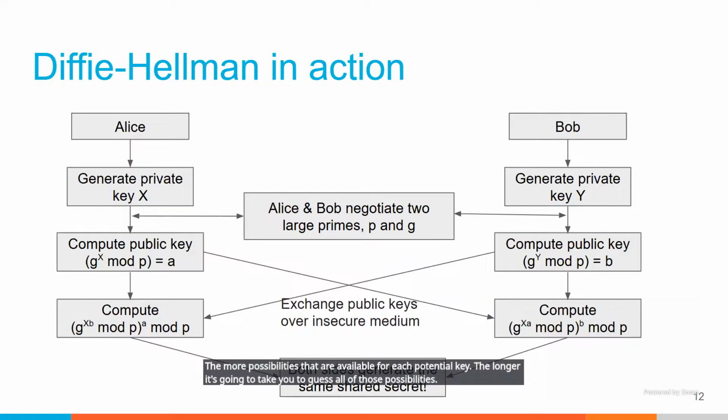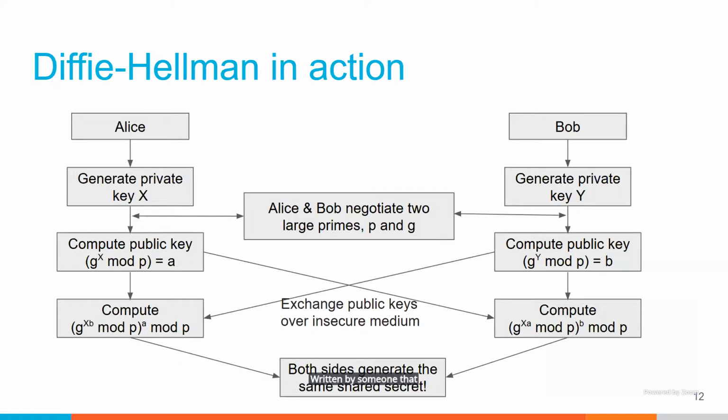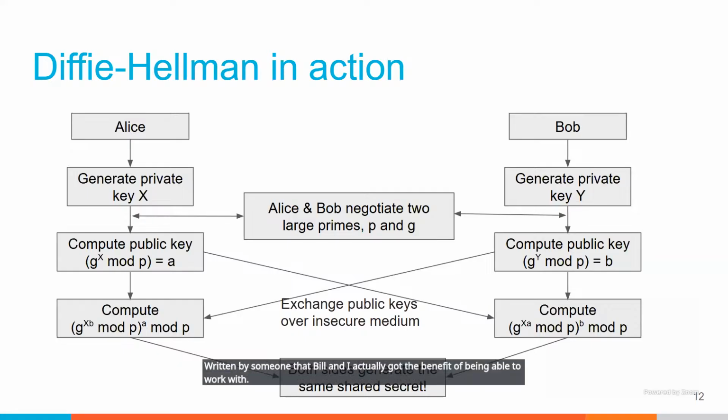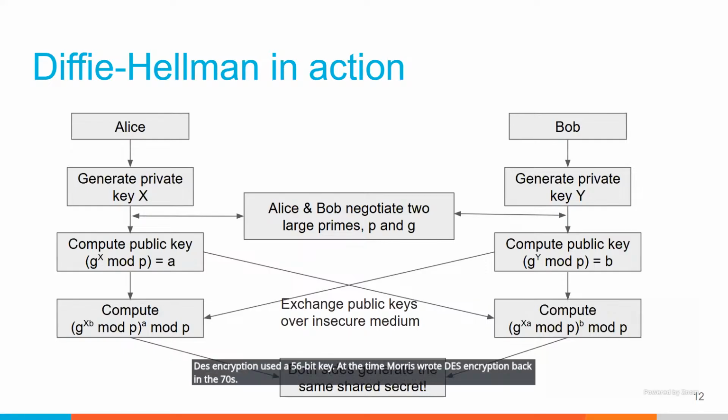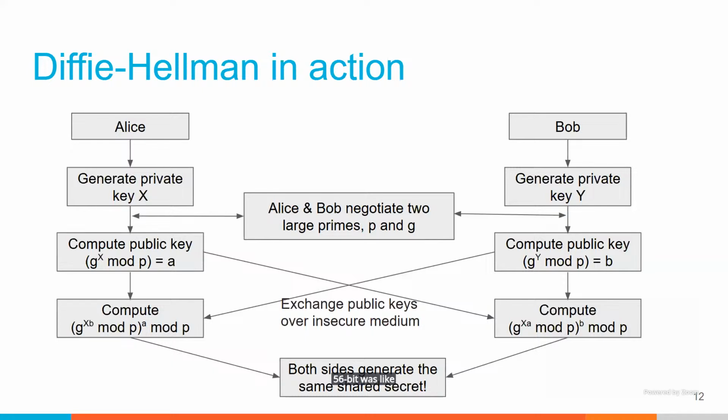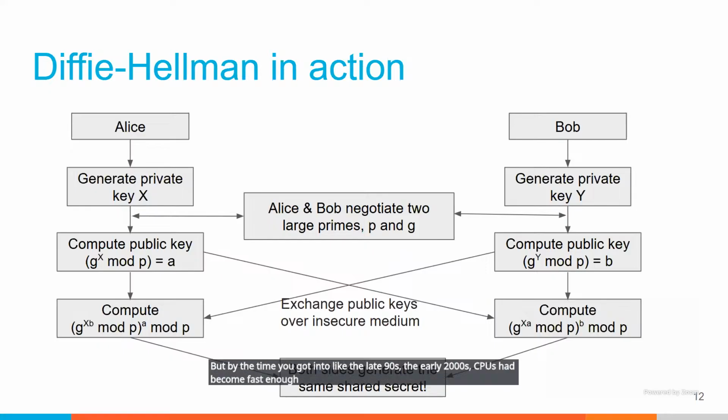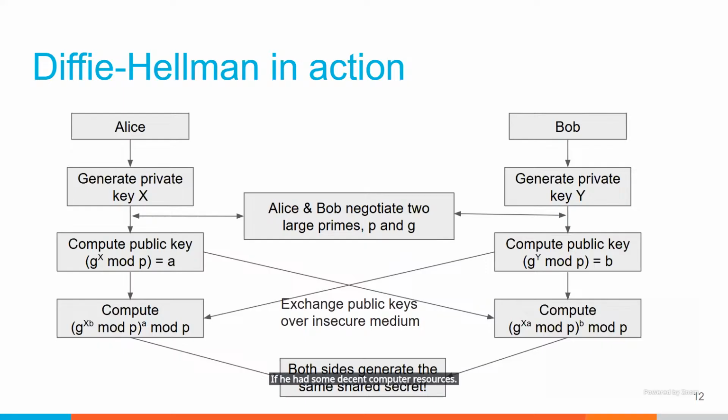As an example, for the longest time, we used something called DES encryption, written by someone that Bill and I actually got the benefit of being able to work with, Robert Morris Sr. DES encryption used a 56-bit key. At the time Morris wrote DES back in the 70s, 56-bit was like, this is going to take someone 100 years to crack. But by the late 90s, the early 2000s, CPUs had become fast enough that to go through all the possible key values in a 56-bit DES key might only take you a day if you had some decent computer resources. So that's why we had to stop using it.